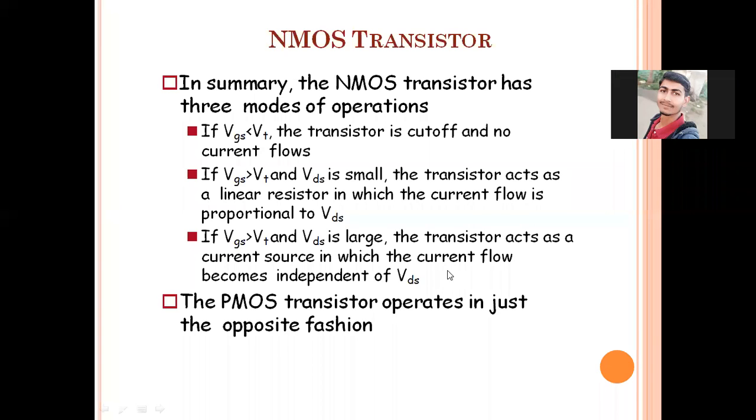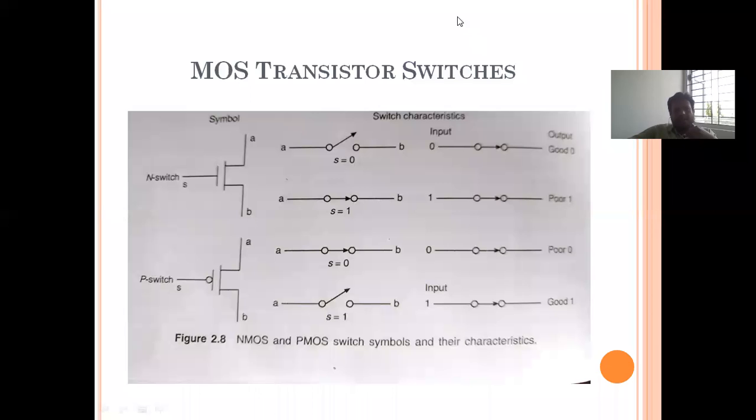Okay, now with the next slide, this is the MOS transistor switches. These are the symbols, most commonly referred to as the N switch and P switch. The terminal names are: A is the source, S is the gate, and P is the drain.